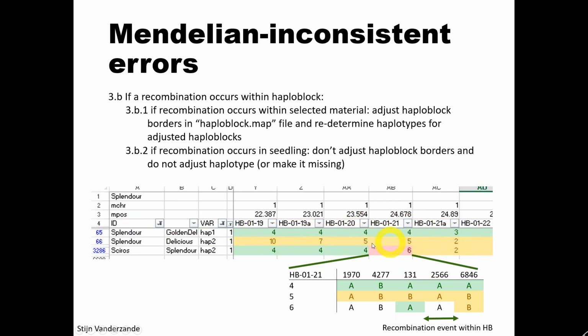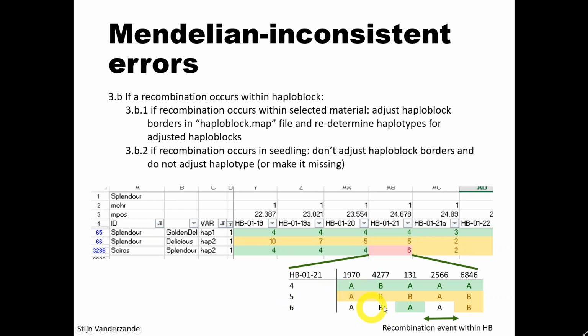Again, the top line is green, and the second homolog is yellow. But in this case, everything left of this marker, or this haploblock, is green, whereas everything on the right is yellow. So it means that a switch occurred from the top line to the bottom line, which means the recombination occurred.